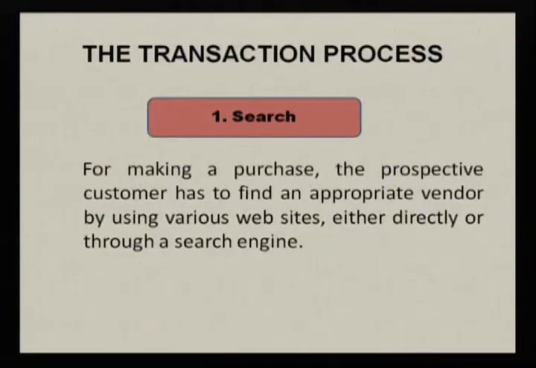Now, for making the purchase, the prospective customer has to find an appropriate vendor or a supplier from where you can buy your product. By browsing through the various websites using your search engine, you can identify the various websites for your online purchase. Let us suppose you are going to buy groceries. You go to your browser, use the search engine and search the various websites which can offer you the groceries. Generally the available sites are Grofers, Big Basket, Amazon, Flipkart groceries or Jio. So you find out finally from which website you are going to make your order.